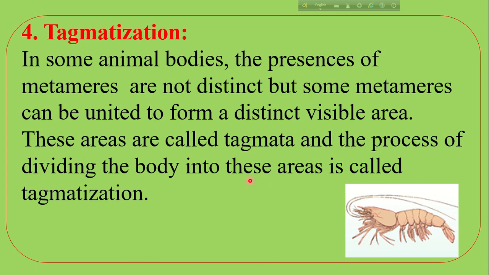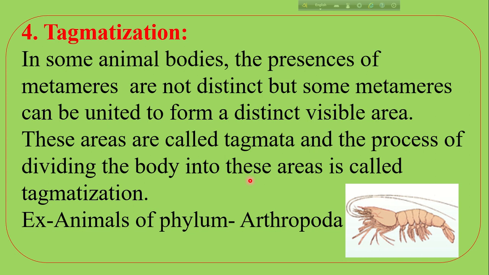In some animal bodies, the presence of metamers is not distinct, but some metamers can be united to form a distinct visible area. These areas are called tagmata, and the process of dividing the body into these areas is called tagmatization. Example, animals of phylum Arthropoda.